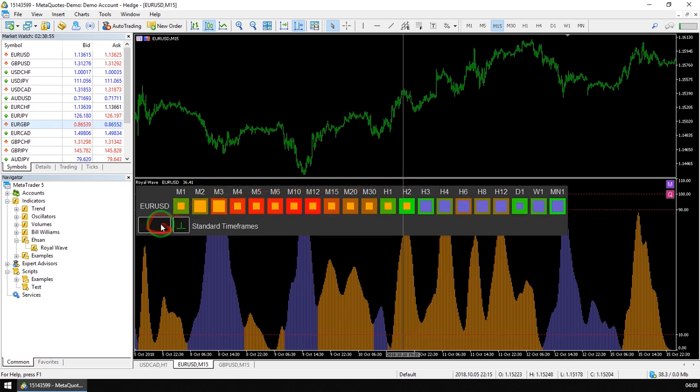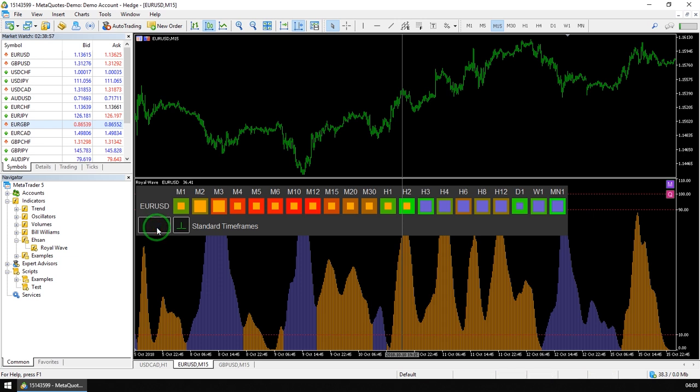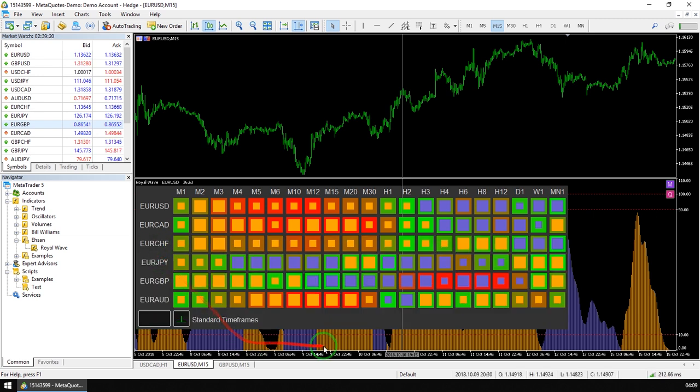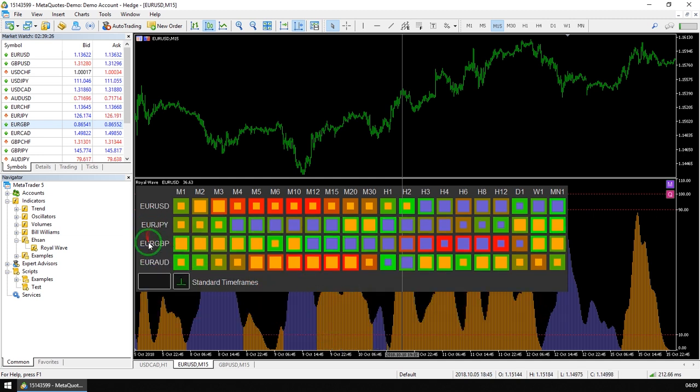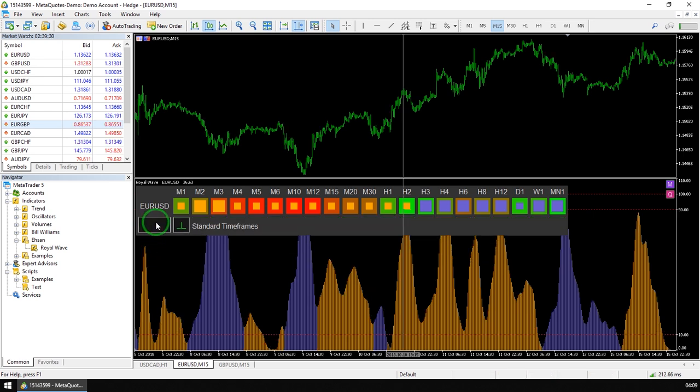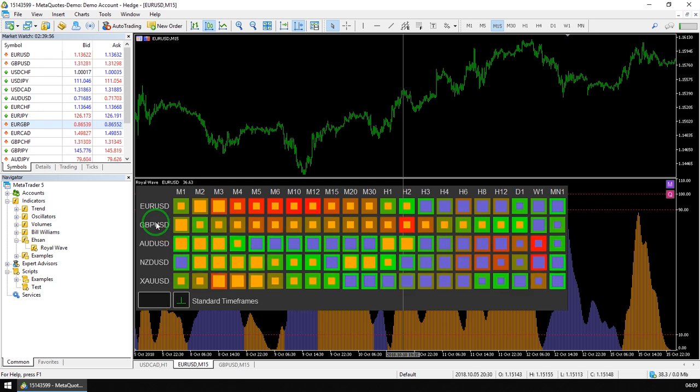You can add a symbol to the matrix using this box. You can add several related symbols at once. For example, to add all symbols started with Euro from the Market Watch window, simply write Euro star and press Enter. To delete a symbol from the matrix, just click the symbol name you want to delete. To add all symbols ended with USD, write star USD.